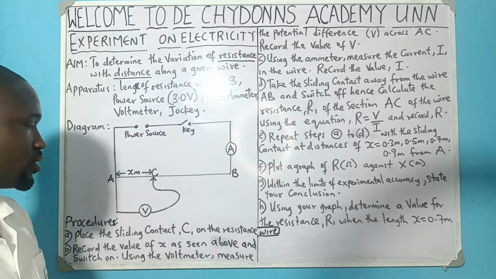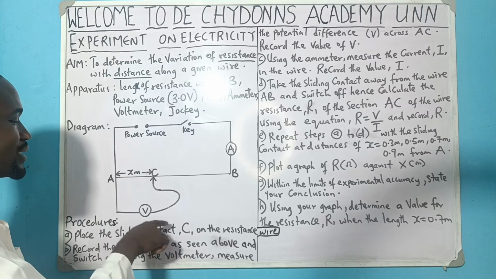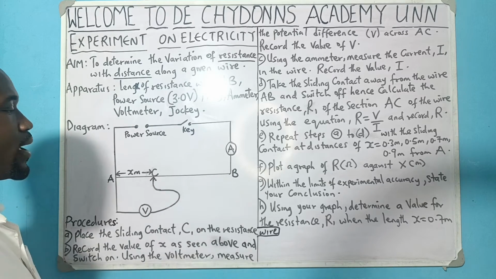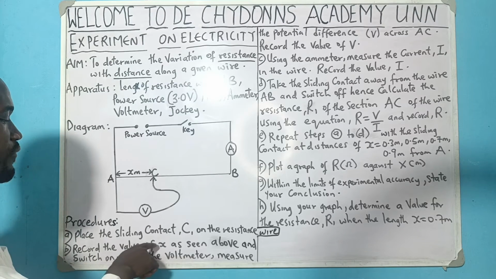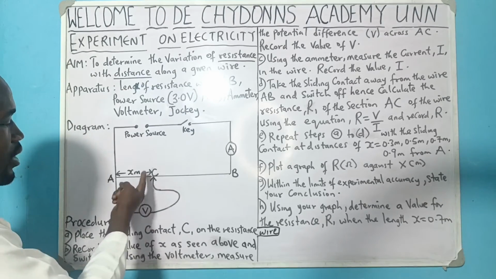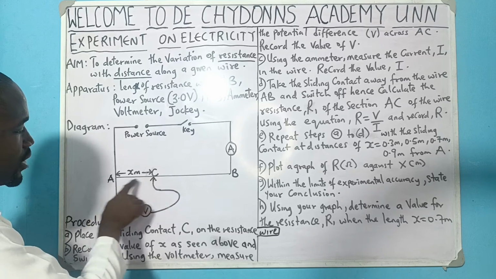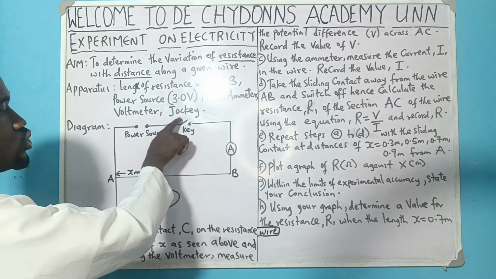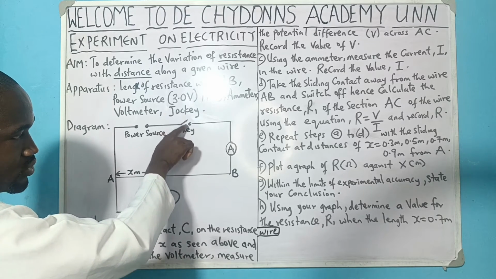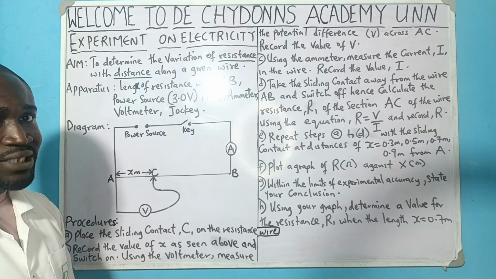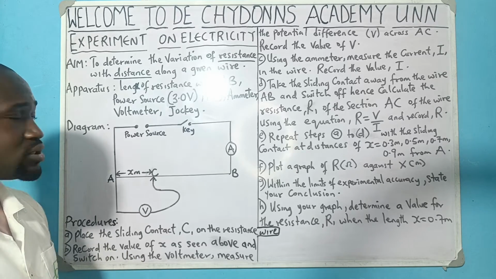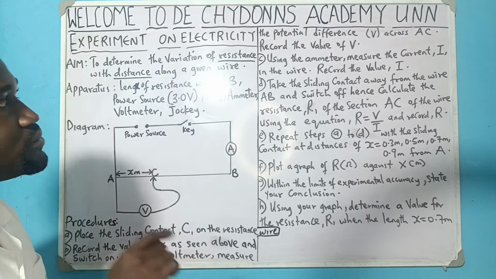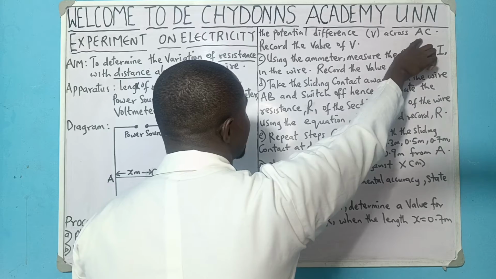Now let's see the procedures. Place the sliding contact C on the resistance wire. You can see how we place it on the resistance wire. Record the value of X as seen above, that is the distance between AC. The distance between AC is the value of X. And switch the circuit on. Once you close this circuit, it is called a closed circuit. That means I have switched it on, and current will start flowing. Using the voltmeter, measure the potential difference V across AC.